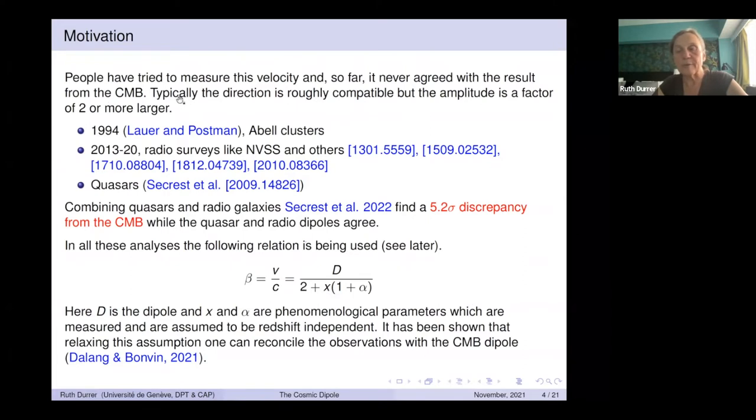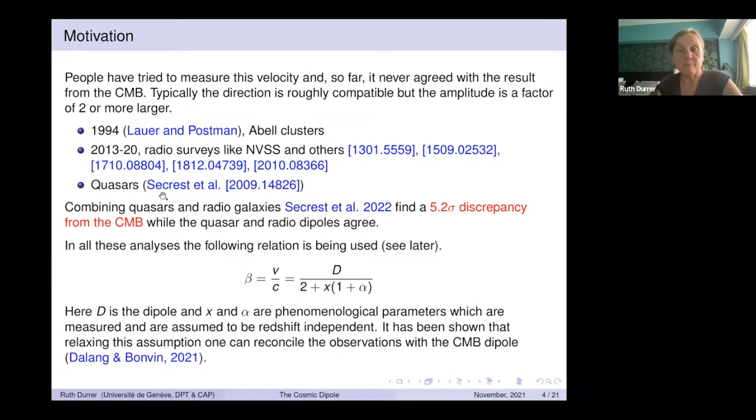The first people I remember who have measured this were Lauer and Postman, and they found a value of like 1,000 kilometers per second instead of what the CMB finds. That was back in the 90s. Now, in the last 10 years or so, mainly radio surveys like NVSS, but also others, have been used to determine the dipole, and they got values which were always too large. All of these papers, you can look at them.